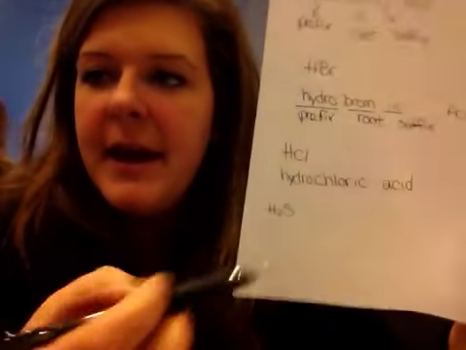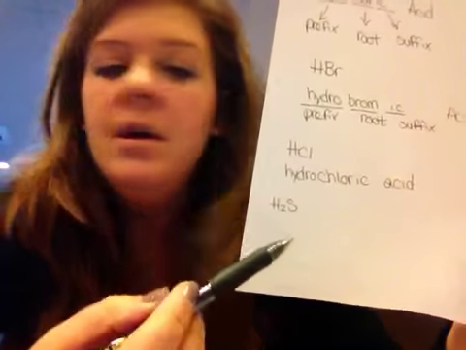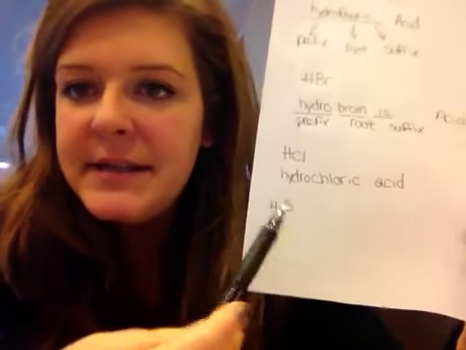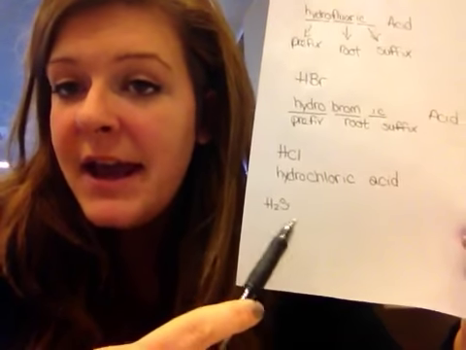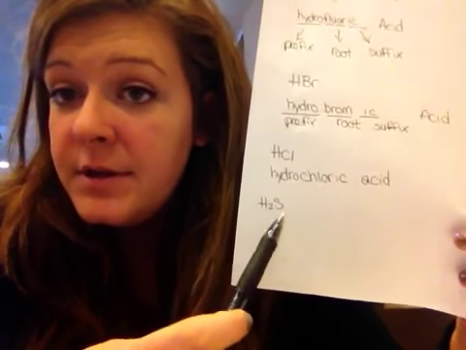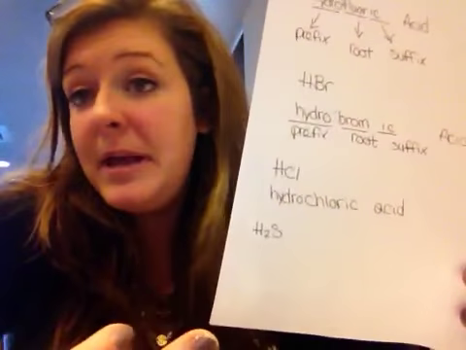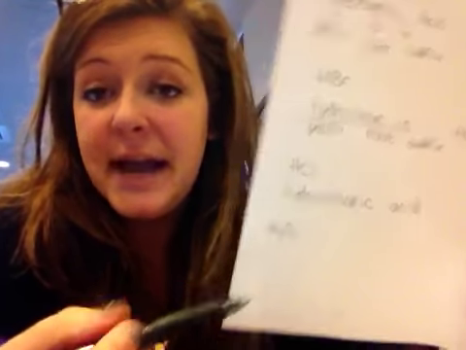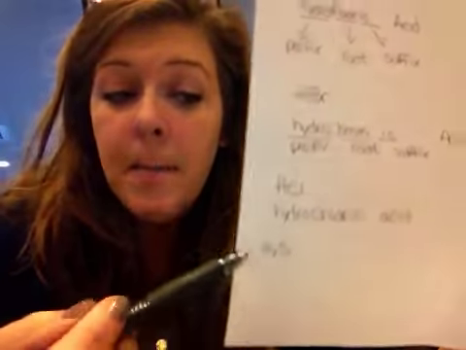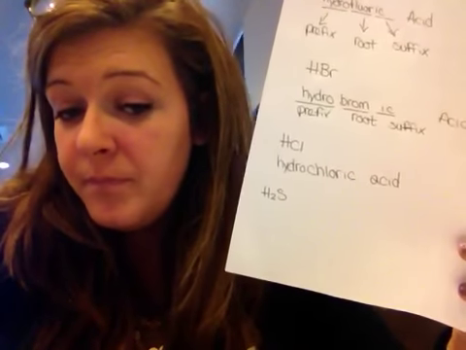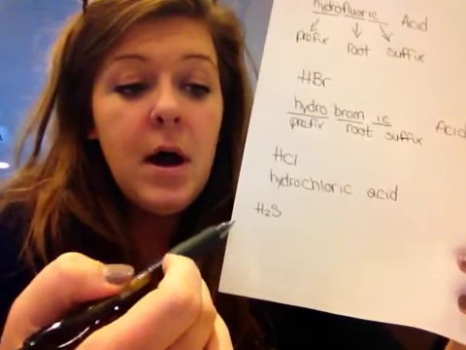Okay, my next one, I have H2S. If I look at H2S, I see that I have hydrogen and I have sulfur. So this would be an acid. I could have named this hydrogen sulfide, but instead I want the acid name. So how would I name this one?